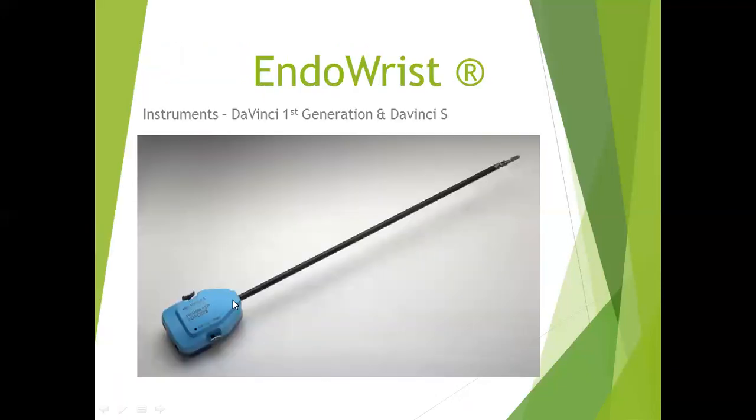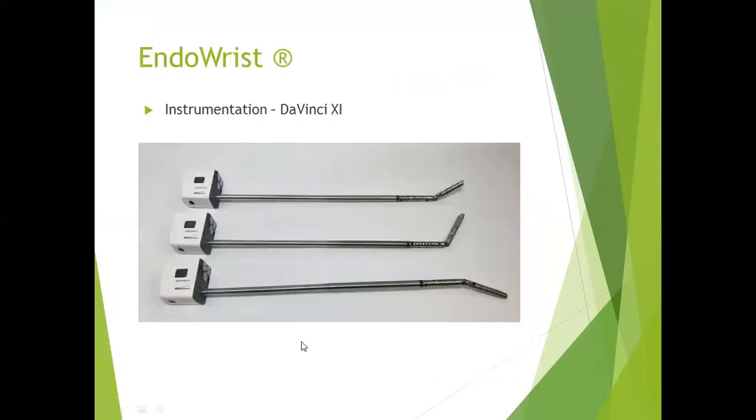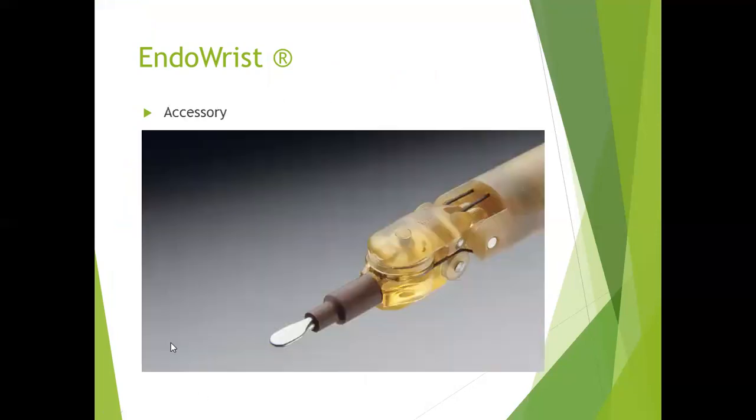First thing we see here are the Da Vinci first generation and Da Vinci S instruments. That's what we have in the school. And then these are the Da Vinci XI instrumentation. See, they're a little bit different. They actually have one more control that makes it so they can do even more. I do have these at the school if you need to look at them.